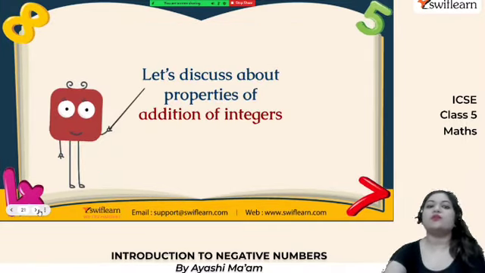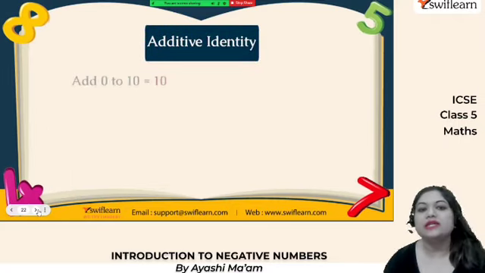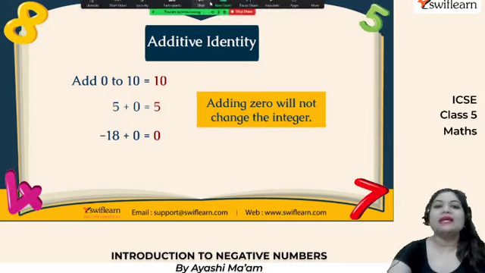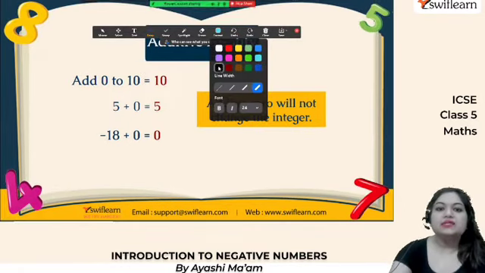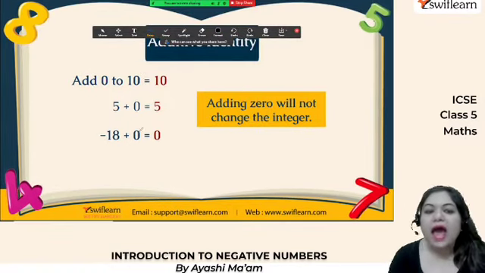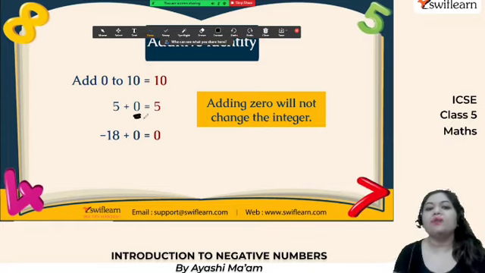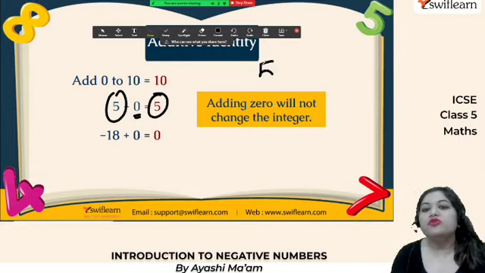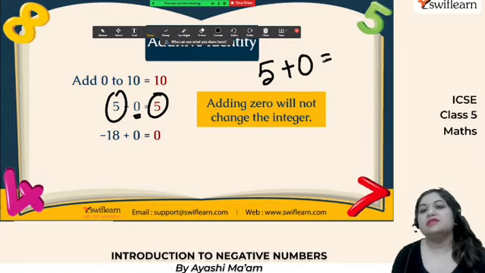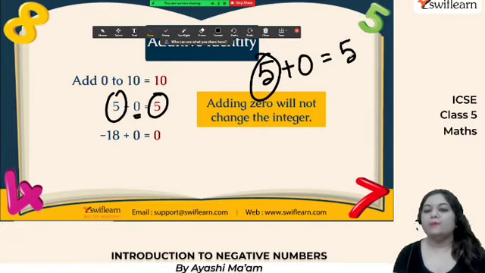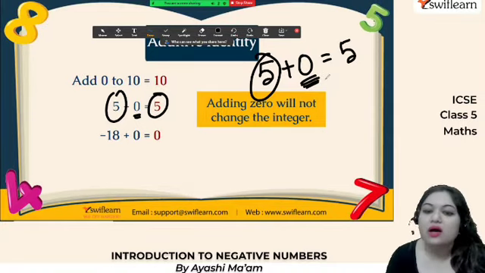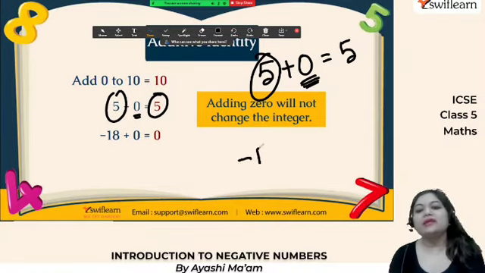Now let's discuss properties of addition of integers. So first we are coming to additive identity. What is additive identity? It means that just take any number, and if you add 0 to any number, you will always get that particular integer back, right? So to 5, even if we add 0, we will get this 5 back. That is why 0 is called the additive identity. Okay, it can be any integer.